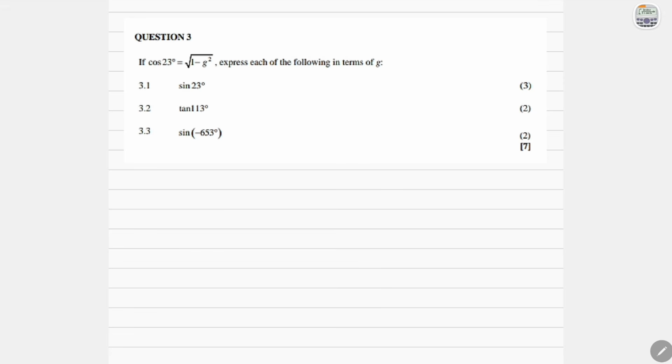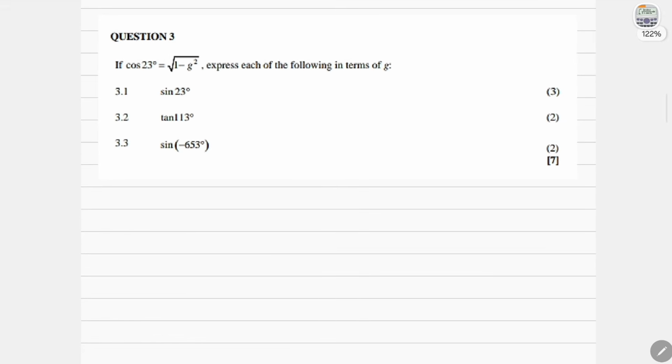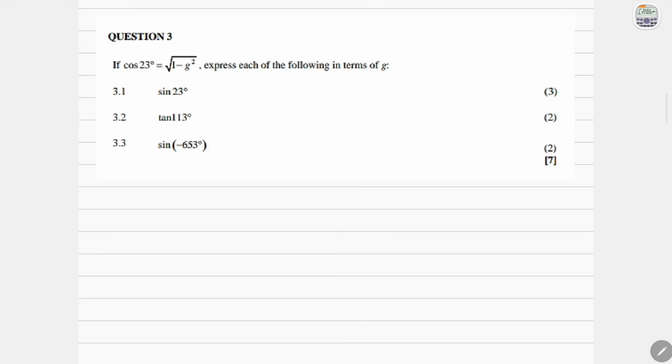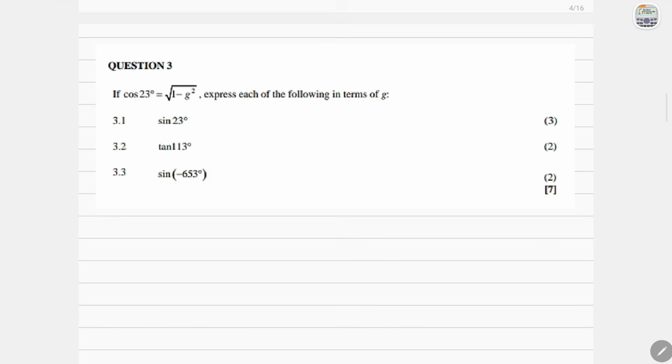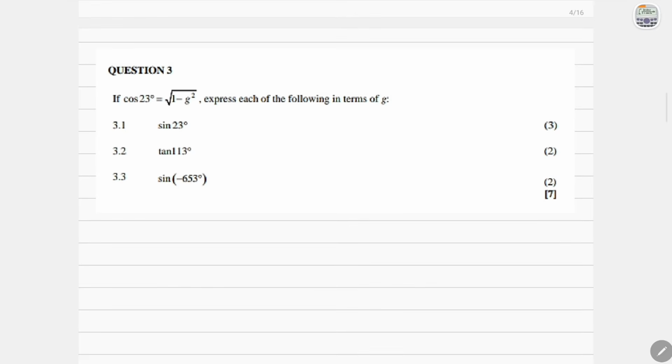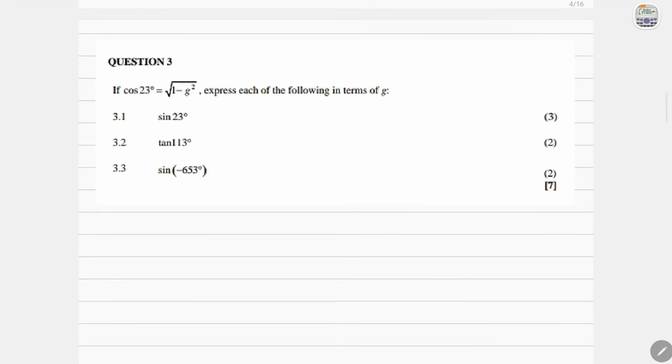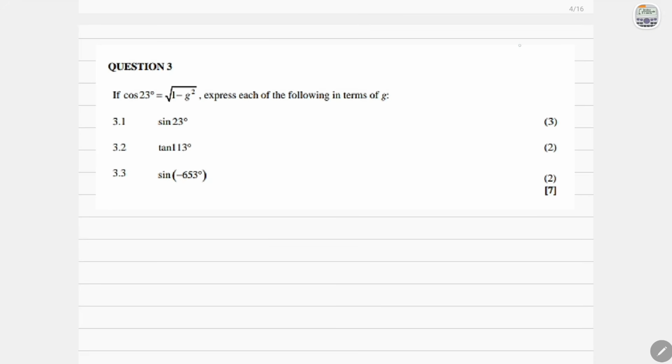Question 3 says, okay, if cos 23 degrees is equal to the square root of 1 minus g squared, express the following in terms of g. Okay, so with these, you can clearly see that we need a trig diagram. Okay, so to find each of these. So let's go ahead and start with 3.1.